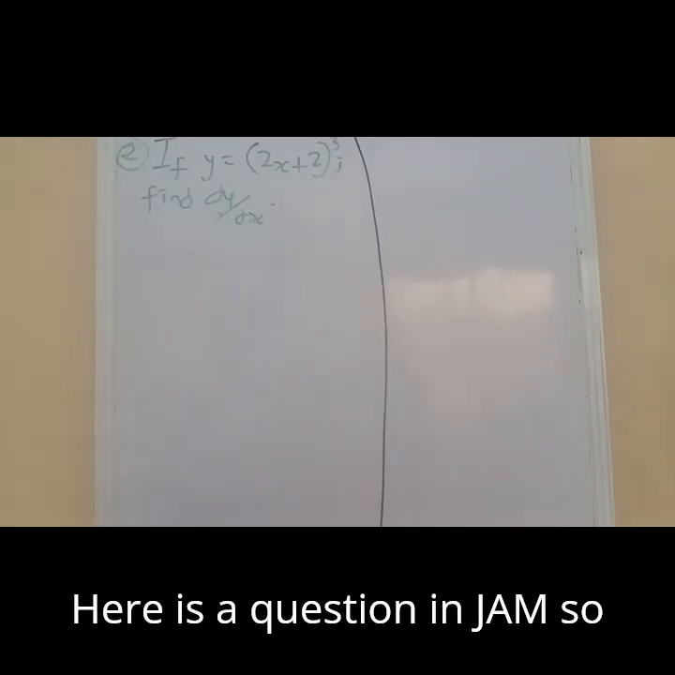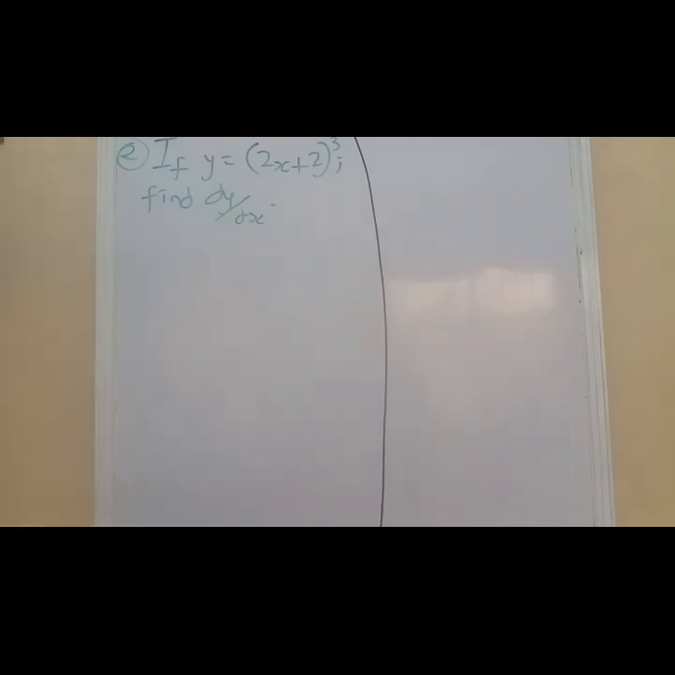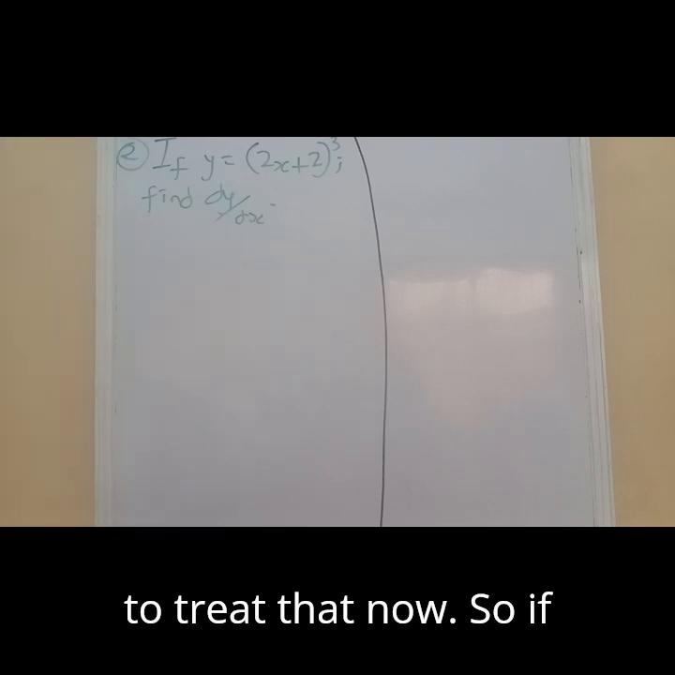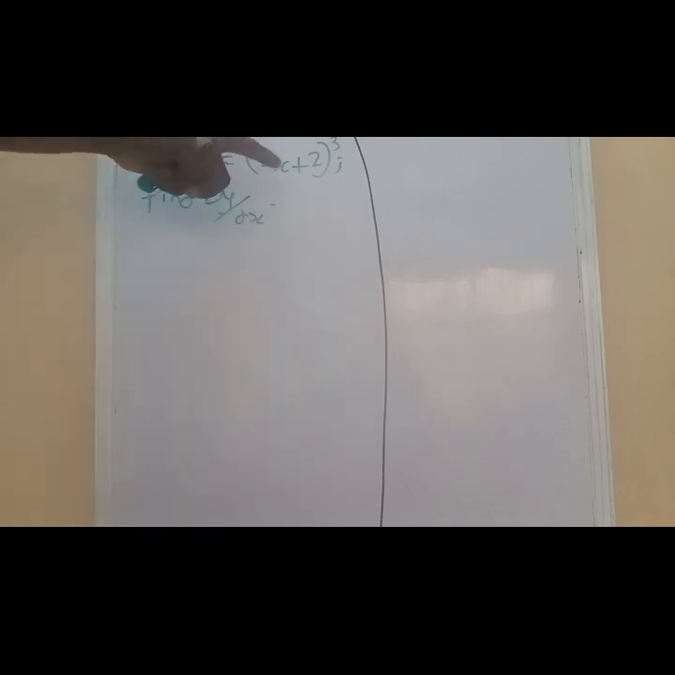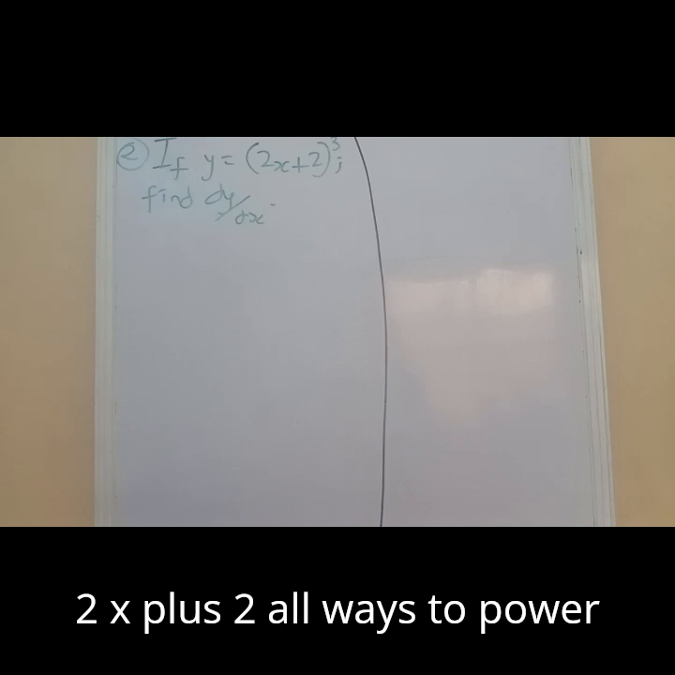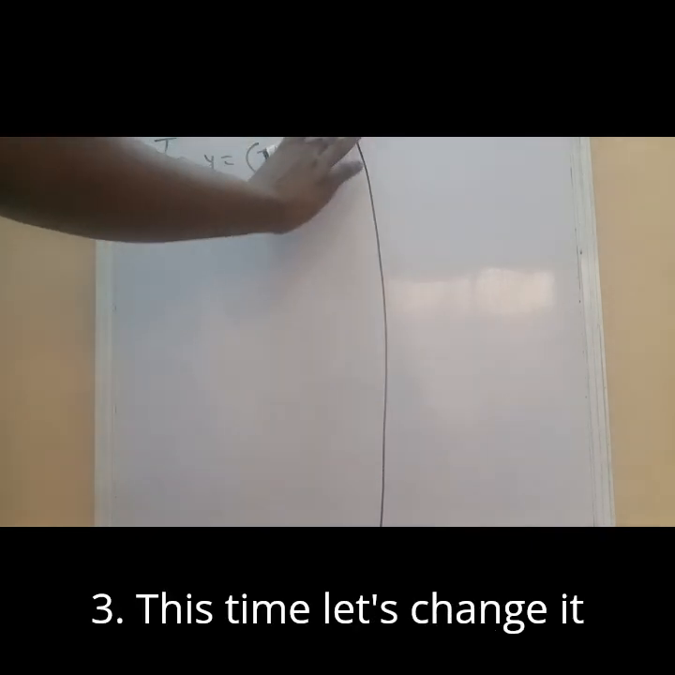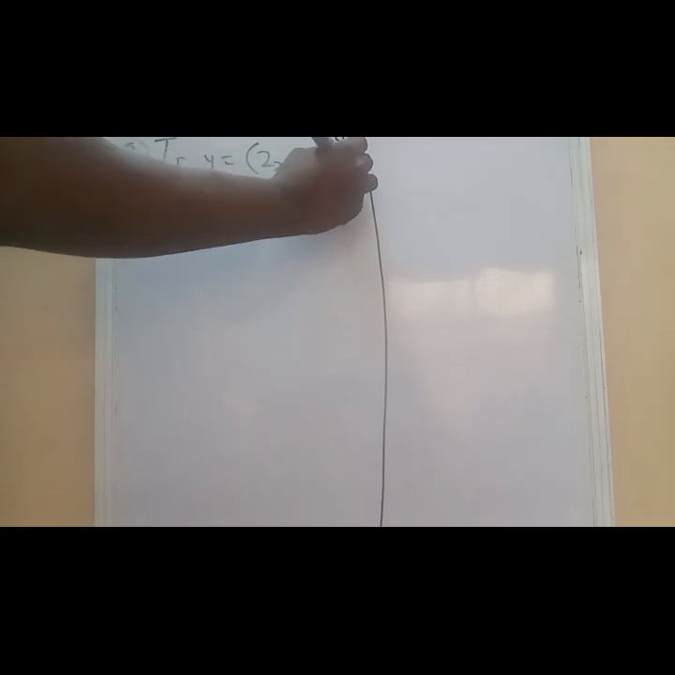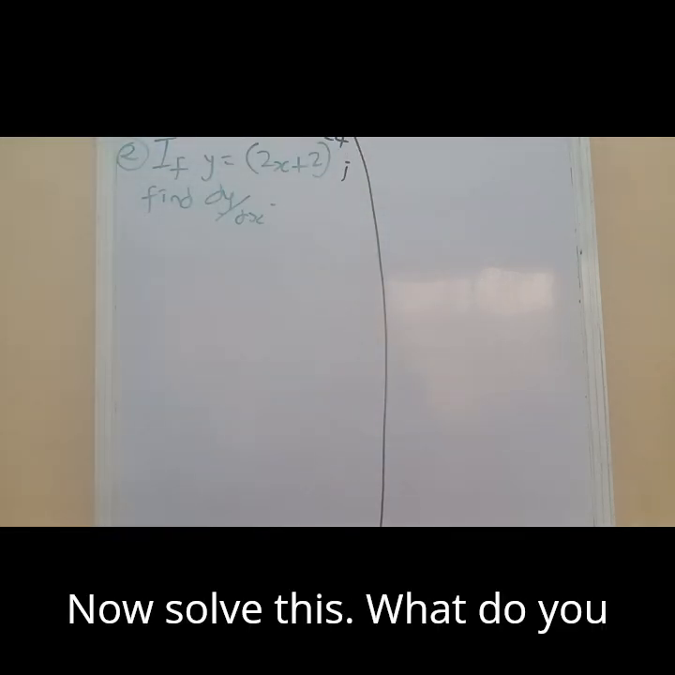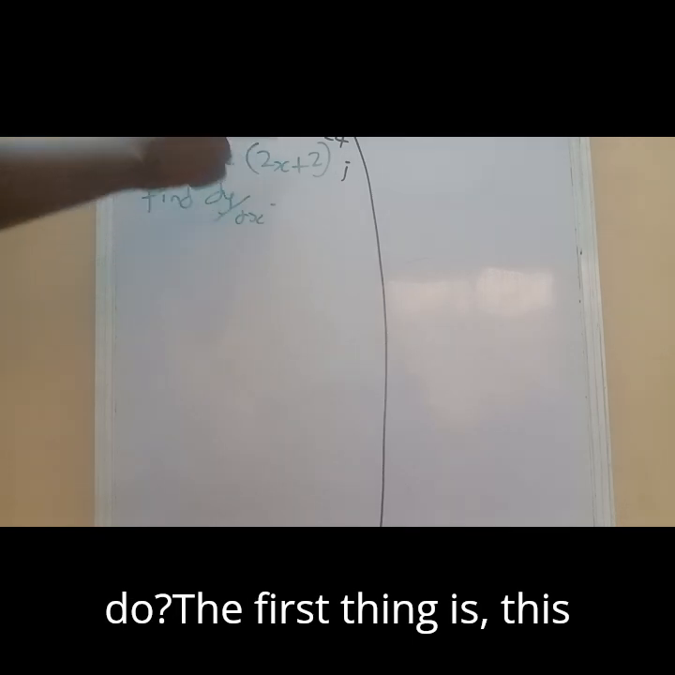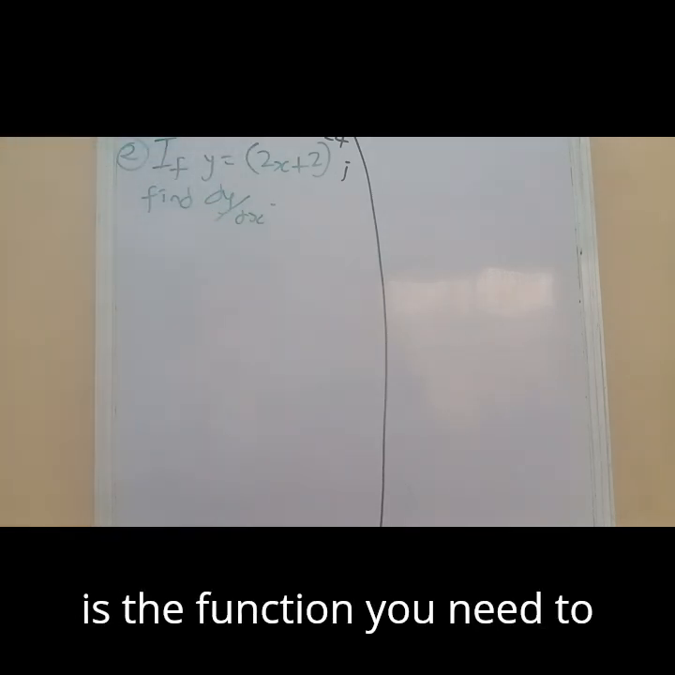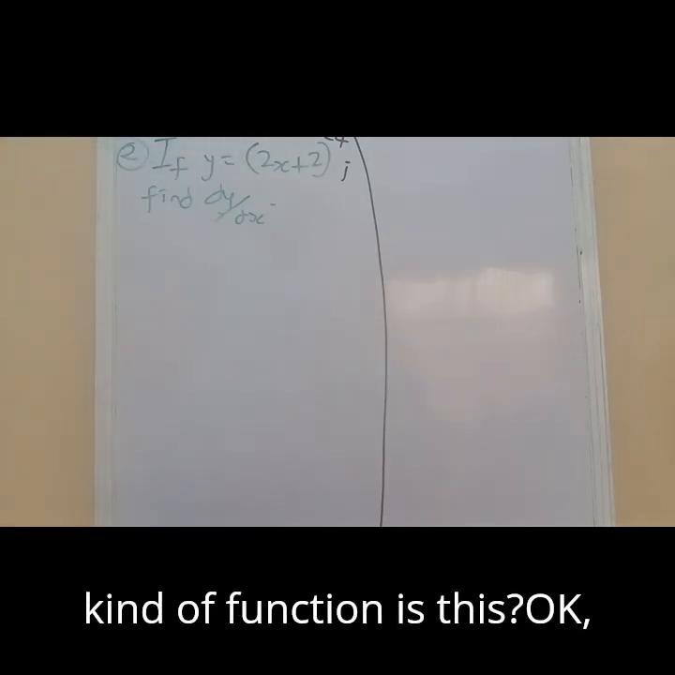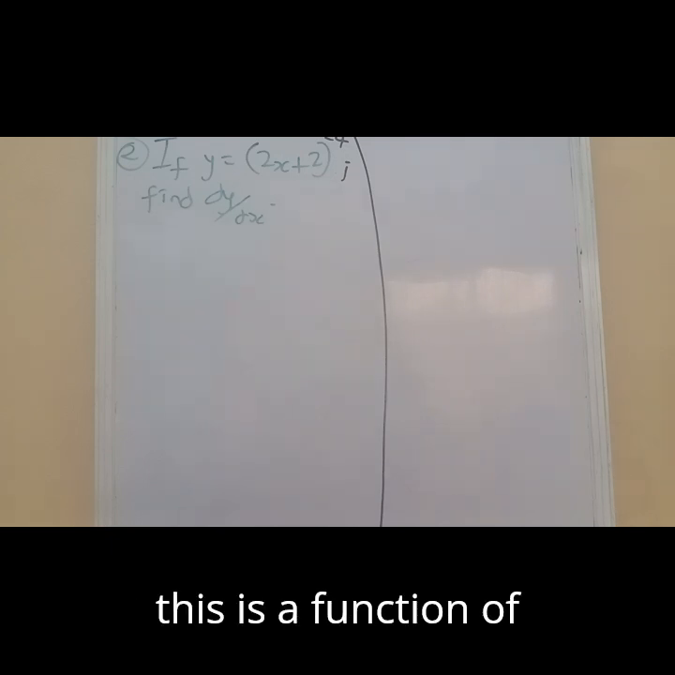Here is a question in JAM. We are going to treat that now. So if y equals (2x plus 2) to the power of 3, this time around let's change it to minus 4. Now solve this. What do you do? The first thing is, this is a function. You need to be able to interpret what kind of function this is. Okay, this is a function of function.